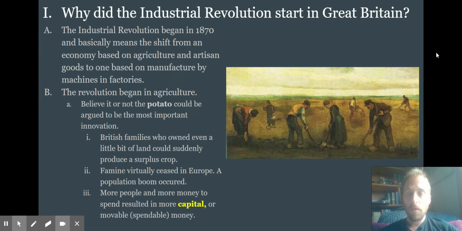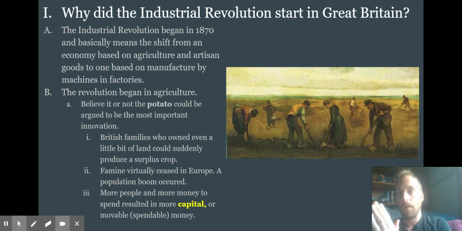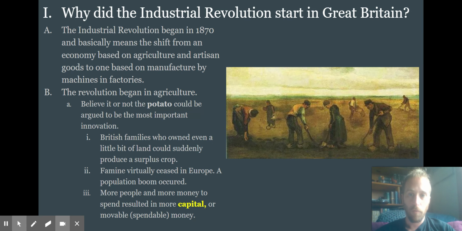So the Industrial Revolution begins in Great Britain, largely as a result of a revolution in agriculture. Instead of saying 1870, it should say 1780 is when the Industrial Revolution began. As you should remember from last year, the Industrial Revolution is a shift from an economy based on agriculture and the production of goods by hand, what's called artisan goods, to one based on manufacture of goods by machines and factories, and the economy being based on the ownership of those factories.